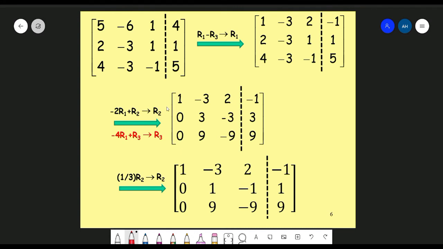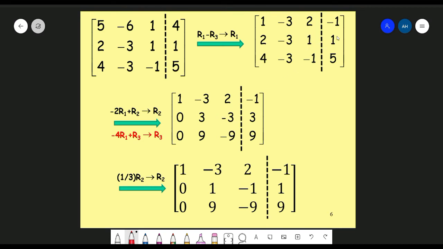Now, to make this number 0, what we can do is multiply row number 1 by negative 2 and then add to row number 2. The operation is like this: negative 2 times row number 1 plus row number 2. Write the answer in row number 2. Let's check our answer here. Negative 2 times 1 is negative 2, plus 2 is 0. We have 0 there. Negative 2 times negative 3 is 6, right? 6 minus 3, we have positive 3 over here. Now, negative 2 times 2 is negative 4, and negative 4 plus 1 is negative 3. We have negative 3 there.